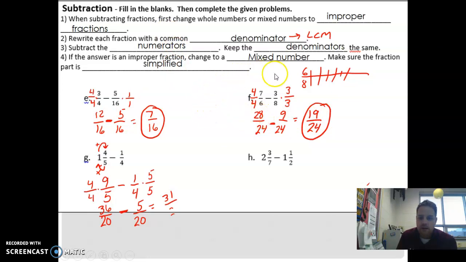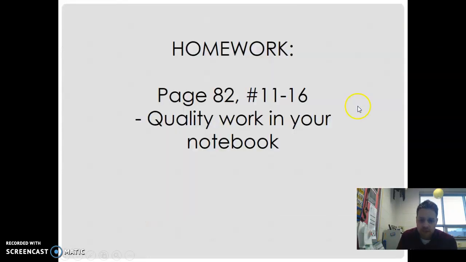So what you're going to do now that you've watched this is you're going to turn to page 82 in your book and complete just 11 through 16. So 11, 12, 13, 14, 15, 16, 6 problems. And I want your work to be quality work in your notebook. So you're numbering your problems. You're starting with the heading of page 82. You're setting them up step by step by step.